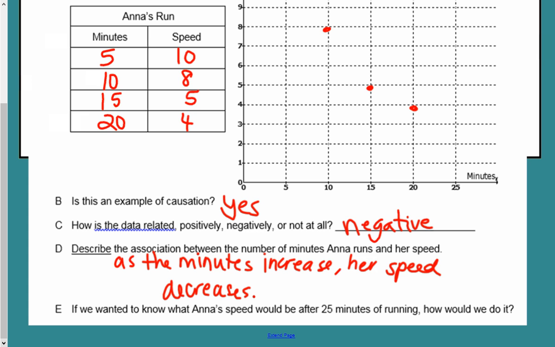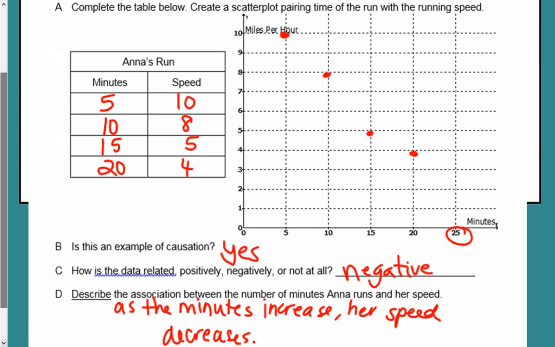Okay, now letter E, here's the kicker. It says if we wanted to know what Anna's speed would be after 25 minutes of running, how would we do it? So here's 25 minutes right here on our graph. We don't have a data point that tells us her speed, but we can make an estimation based off of the other points that we have. So most people, if I said, okay, just make a guess, they might tell me like 2 miles per hour, or they might say 3, somewhere in that range, right?